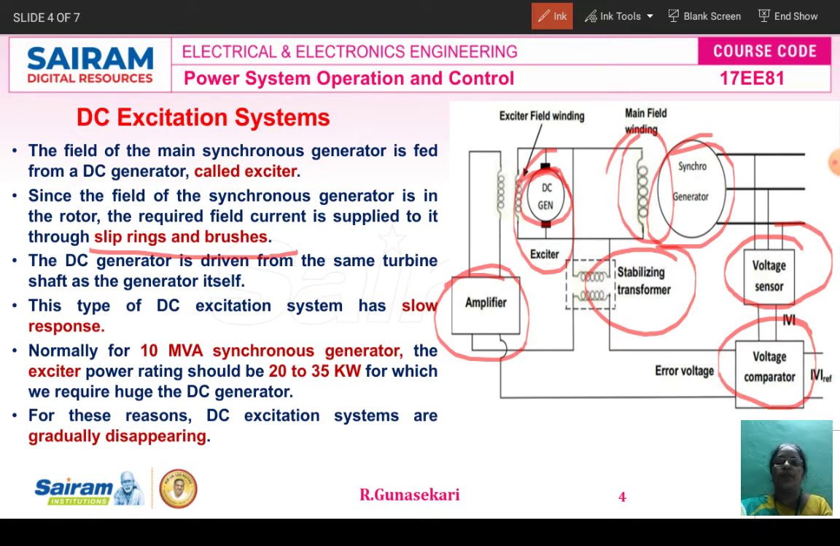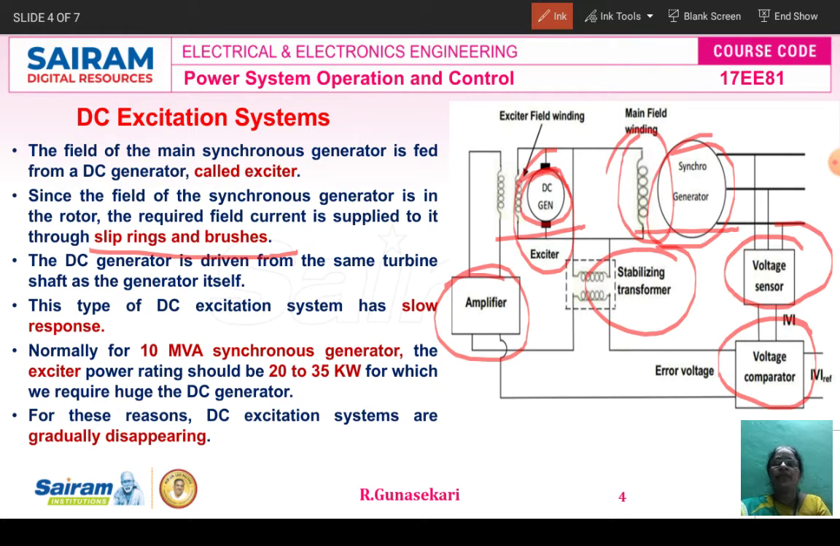So therefore, the maintenance cost is high. Maintenance is important for the DC excitation system. The DC generator is driven from the same turbine shaft as the generator itself. That means the DC generator and the synchronous generator are both coupled on the same shaft mechanically.